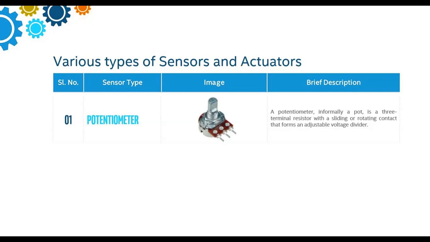Potentiometer, informally a pot, is a 3-terminal resistor with a sliding or rotating contact that forms an adjustable voltage divider. We can see here the 3 terminals: first, second and third. This is nothing but an adjustable voltage divider or adjustable knob which can rotate clockwise and anti-clockwise. It can increase or decrease the resistance. So that is the first sensor.